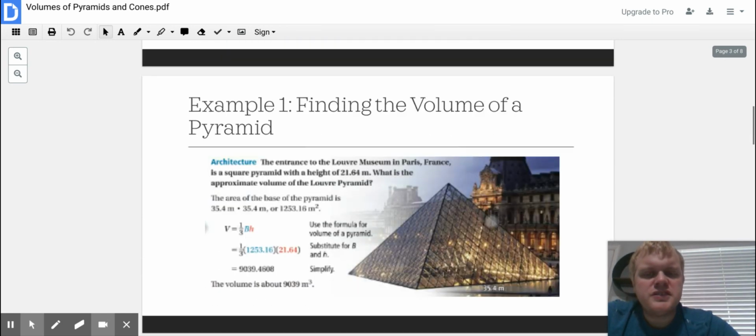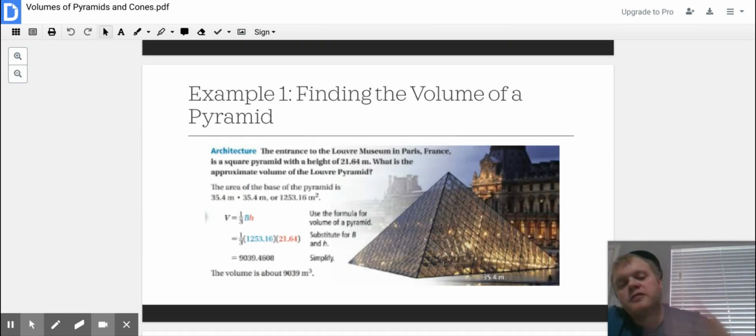So our first example here, finding the volume of a pyramid. So again, since we're looking at a pyramid here, it's going to be V equals 1/3 big B H. So first part is understanding what shape is our base. So let's take a look here. The entrance of the Louvre Museum in Paris, France is a square pyramid with a height of 21.64 meters. What's the approximate volume of the Louvre pyramid? So that's the case here. We already know we're looking at the base, and that shape, they told us, is a square pyramid. That means the base is a square.